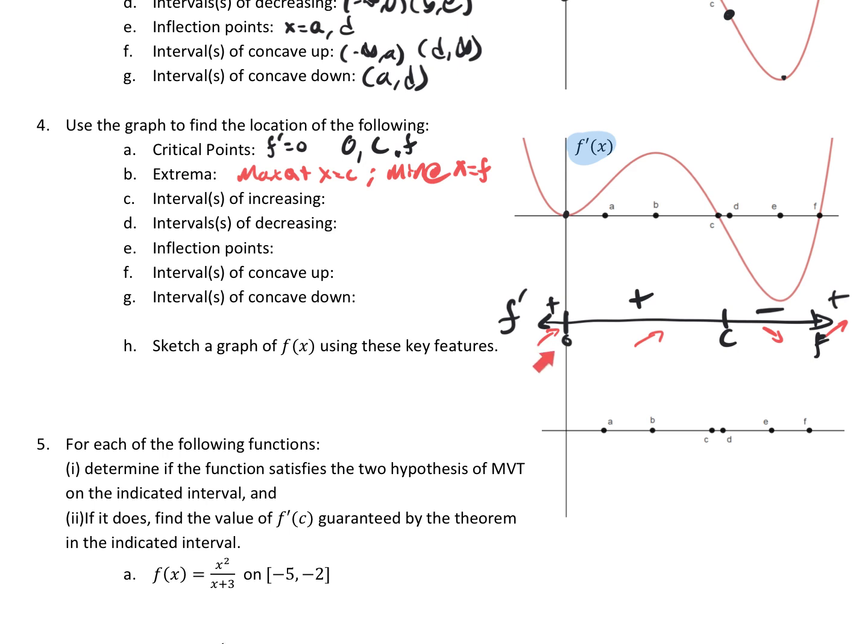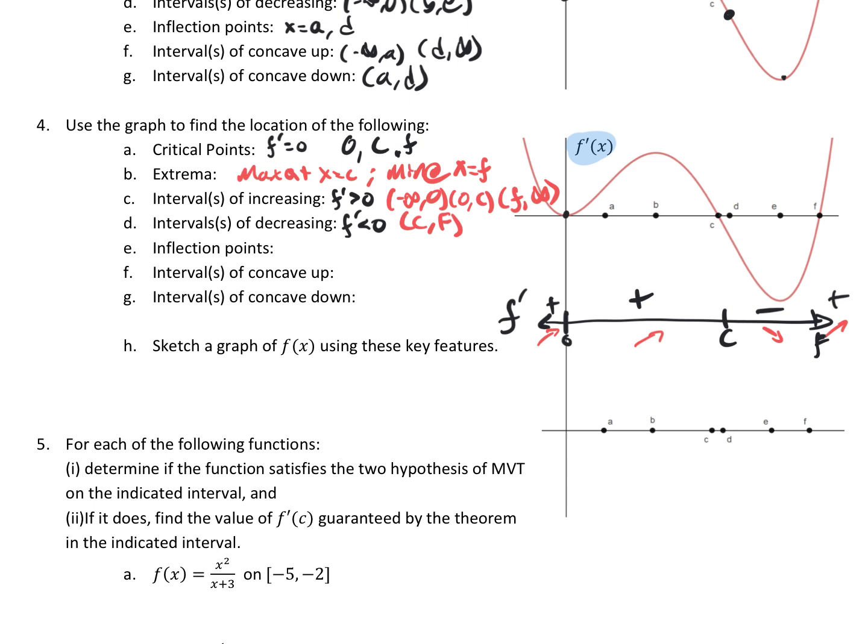Well, so where is it increasing and decreasing? Well, we get that from here. Now a number line is helpful because we just translate it to positive. So increasing means that we have f prime is greater than 0. It's positive, and that happens at negative infinity to 0, and from 0 to c, and from f to infinity. Where is it decreasing? Well, that happens when f prime is less than 0, and that is from c to f.